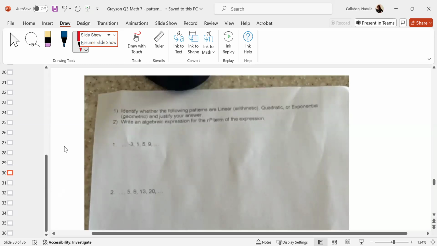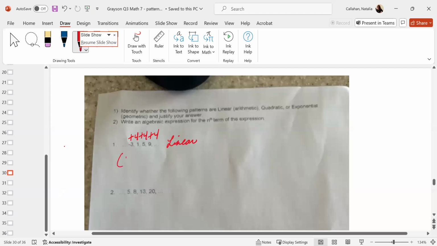Okay. So linear is arithmetic, which is just adding and subtracting. Quadratic and exponential obviously involve multiplying, right? So then we have to write an equation for it. So from -3 to 1, 1 to 5, how are we getting there? And then just add 4. So it's linear, correct? Correct? So then we're going to write an equation to this.